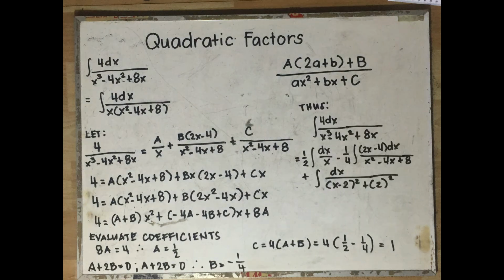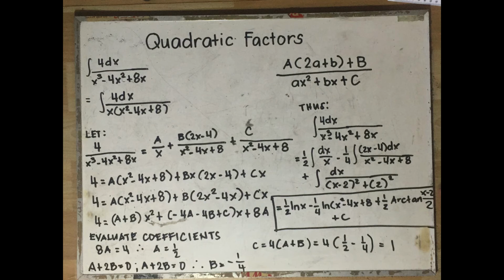Thus, the integration of 4 dx over (x³ − 4x² + 8x) is equal to 1/2 times the integration of dx over x minus 1/4 times the integration of (2x − 4) dx over (x² − 4x + 8) plus the integration of dx over ((x − 2)² + 2²). Integrating the function completely, we have 1/2 ln x − 1/4 ln(x² − 4x + 8) + 1/2 arctan((x − 2)/2) + c as the final answer.